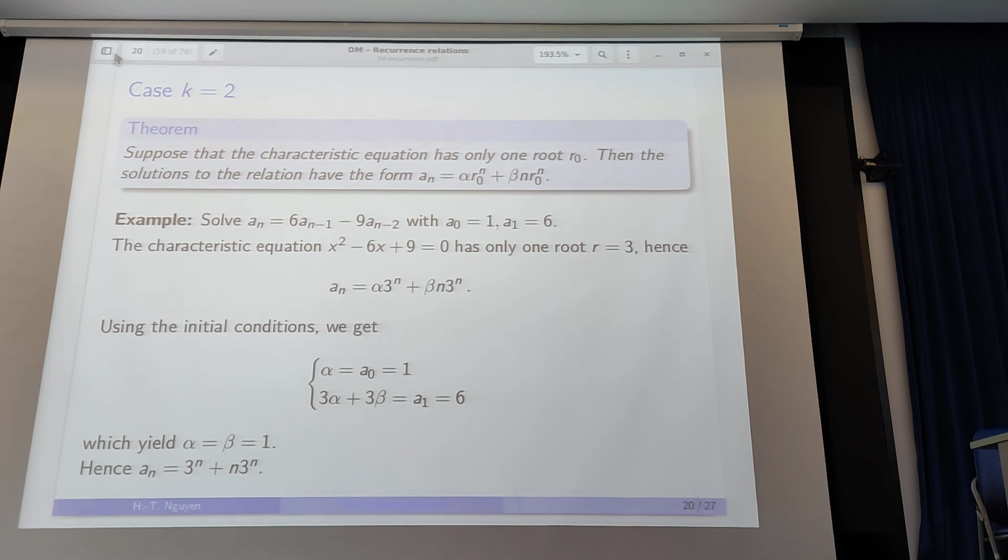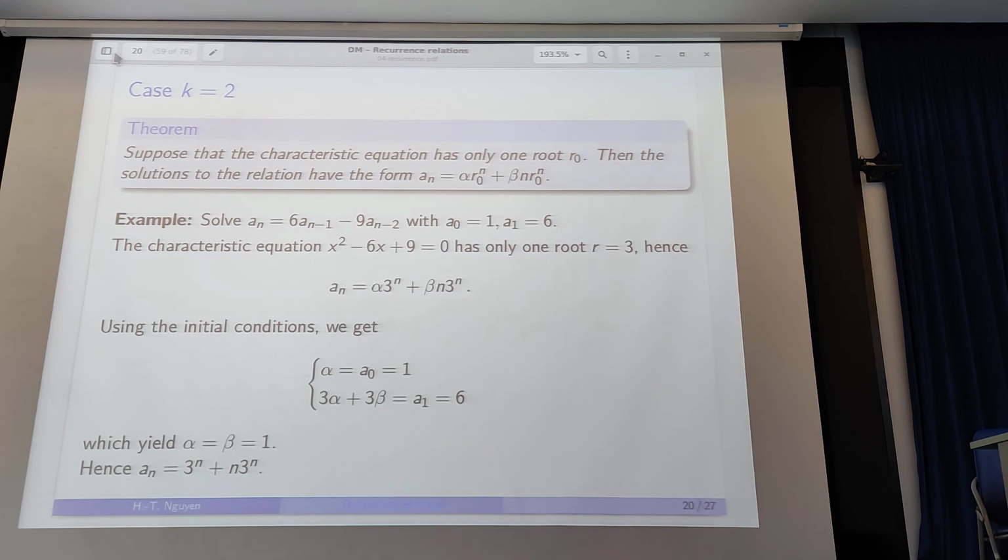in this case the multiplicity is 2, alright? And our formula is an is equal to, we put r to the power n here, and inside we have alpha plus beta n. Okay? So this is a polynomial in n of degree 1, degree smaller than 2.